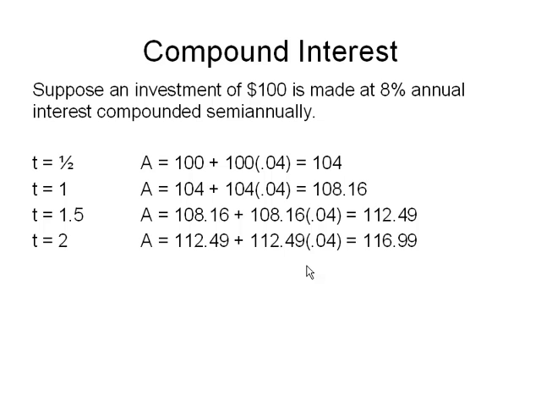account's getting larger, which means we're getting more and more interest each time. We're getting 4% of larger and larger values. That's what's meant by compounding.